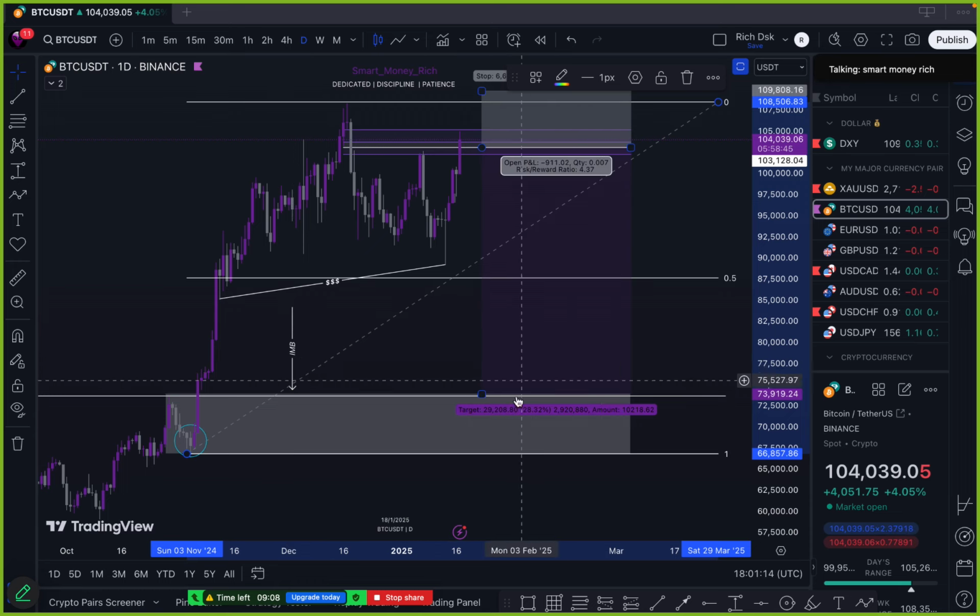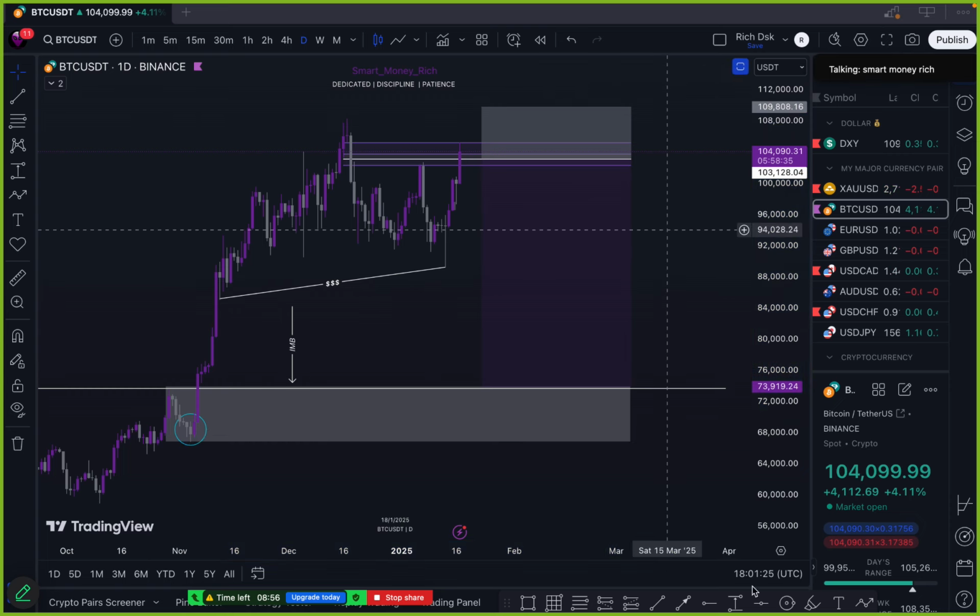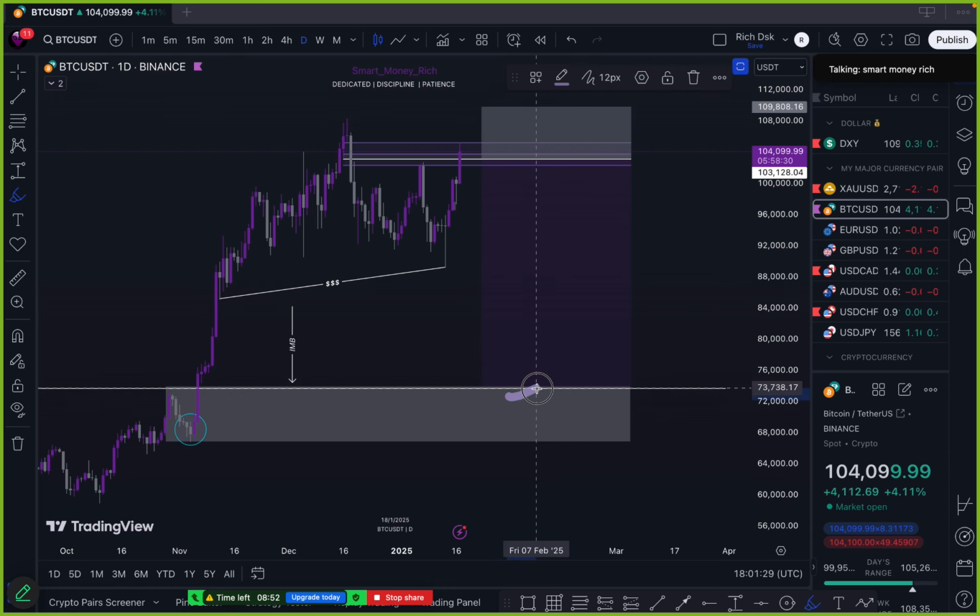So I was simply waiting for price to come into this demand before I can buy the price higher. But as much as I was waiting for a buy, I know that for price to buy from here, price has to sell from somewhere around here.